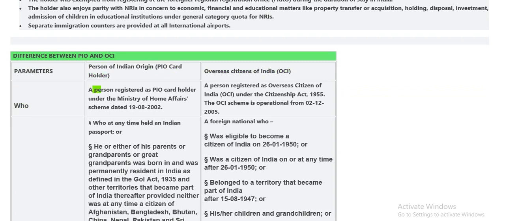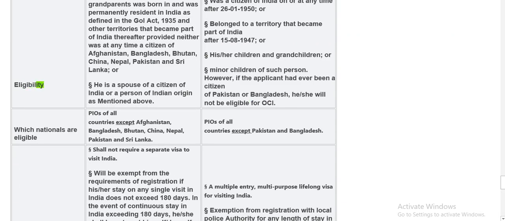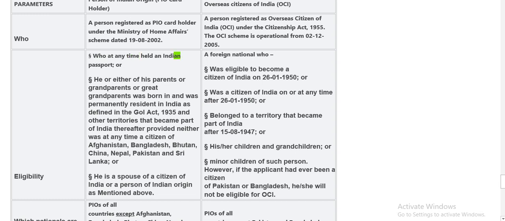Difference between PIO and OCI. Parameters: Person of Indian Origin, PIO card holder, and Overseas Citizen of India, OCI. Who? A person registered as a PIO card holder under the Ministry of Home Affairs scheme dated the 19th of August 2002. A person registered as an Overseas Citizen of India, OCI, under the Citizenship Act, 1955. The OCI scheme is operational from the 2nd of December 2005.